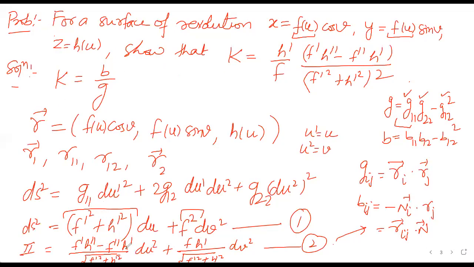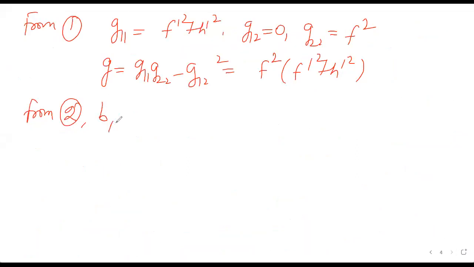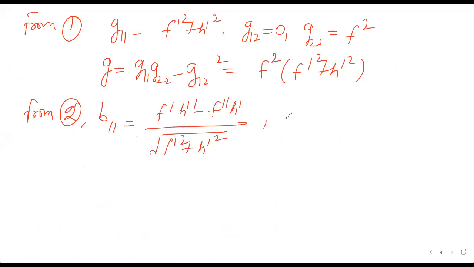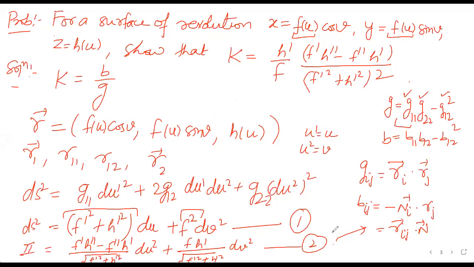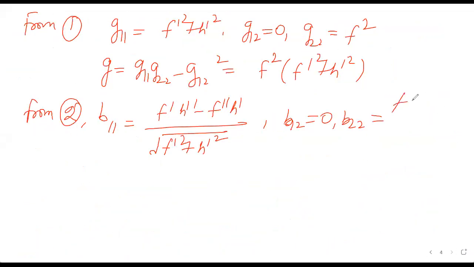Similarly from 2, how much you have? This is your b11 coefficient of du square, so b11 is f dash h double dash minus f double dash h dash over under root f dash square plus h dash square. b12 is 0 and b22 is coefficient of dv square, this one, f h dash upon under root f dash square plus h dash square.